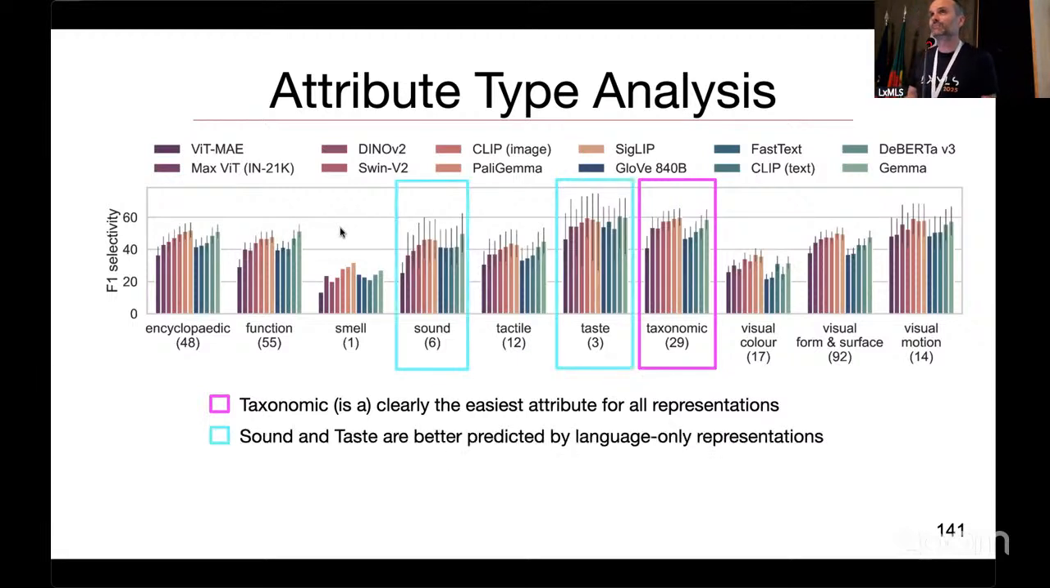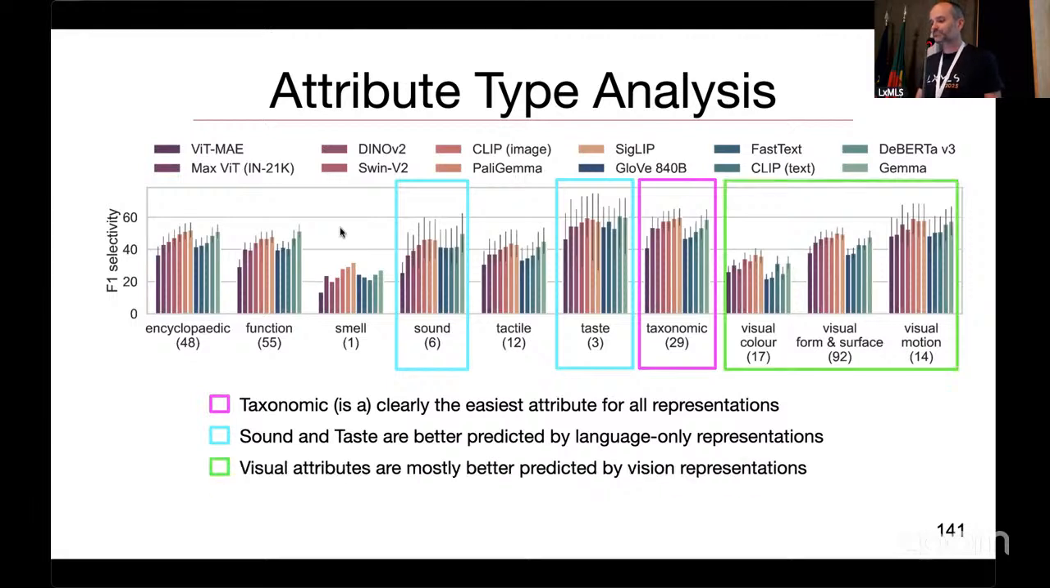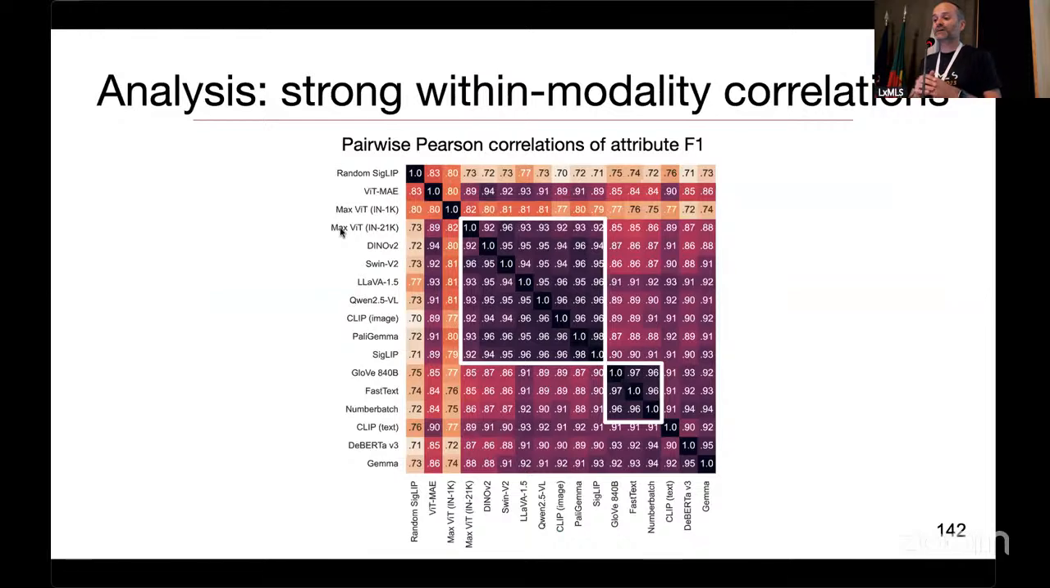Sound and taste are much better predicted by language-only representations, which makes sense. I don't know how by looking at something you can detect its taste just from an image, unless there's maybe also a person in the image, and then you can learn something about visual reactions. And reassuringly, visual attributes are mostly better predicted by visual representations, like motion or form and surface. That makes sense. That's a useful reassuring finding. But not all of these findings align with our intuitions of what we would expect. What we do find is really strong within modality correlations.